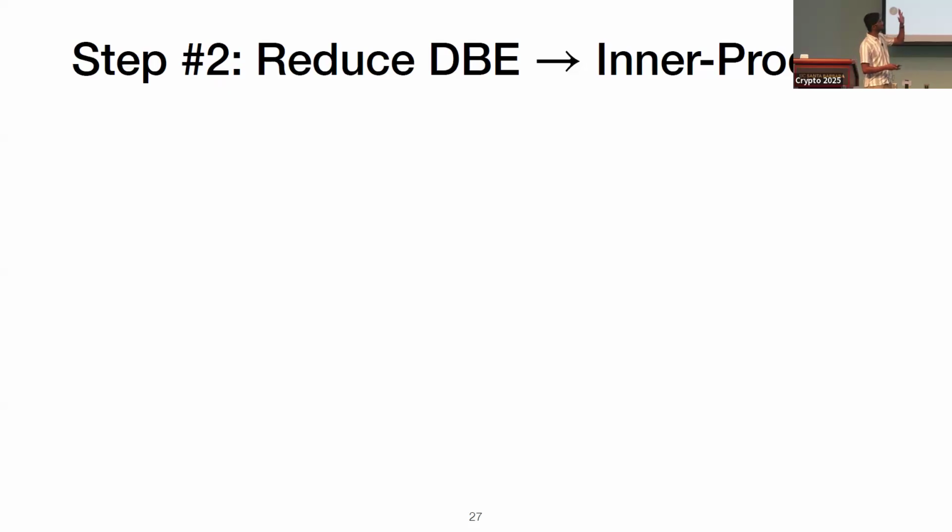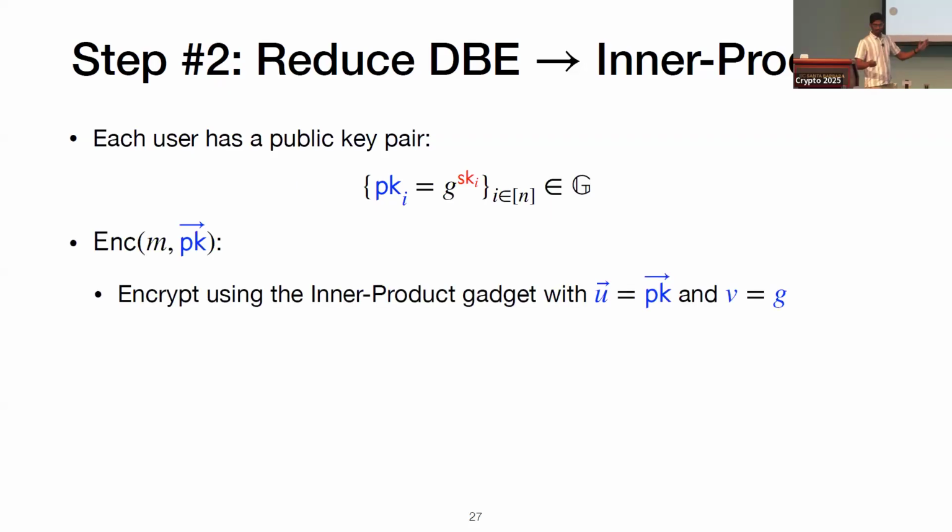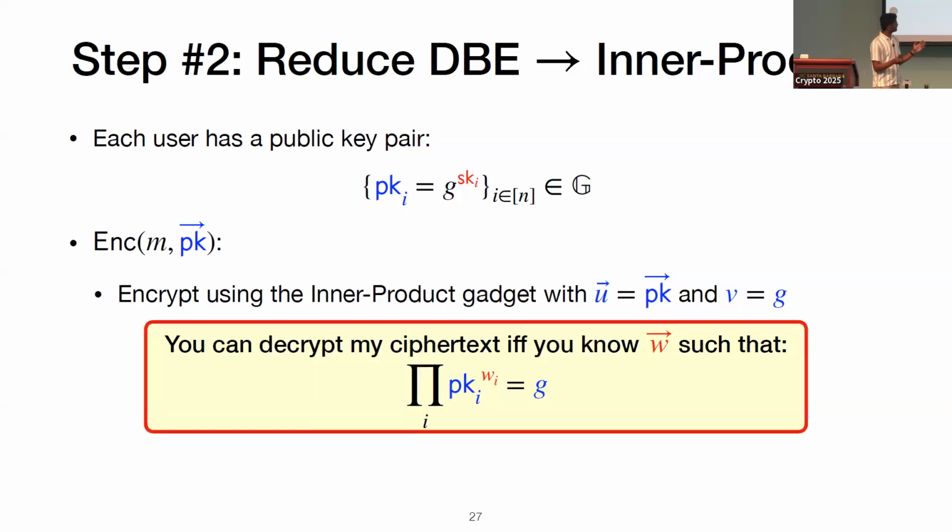So I'm going to reduce the DBE to just using the inner product gadget. Every user has a public key pair. All you need to do is set this ubar to be this vector of public keys, and this element v to be the generator of the group, just g to the 1. So effectively, what we've achieved is we've said, you can decrypt my ciphertext if you can find a linear combination of public keys such that it's equal to g. And I claim that this actually realizes the witness encryption that we need.